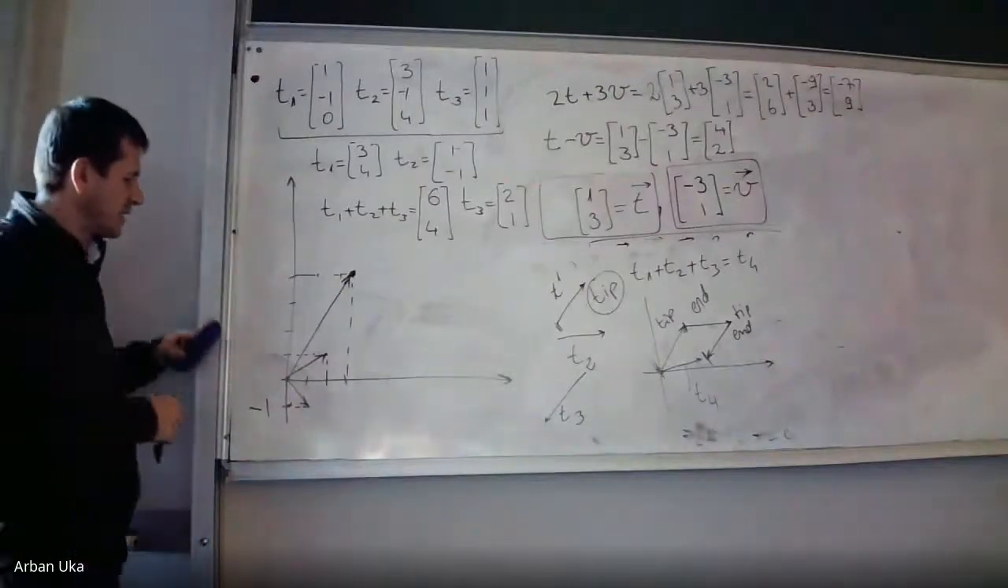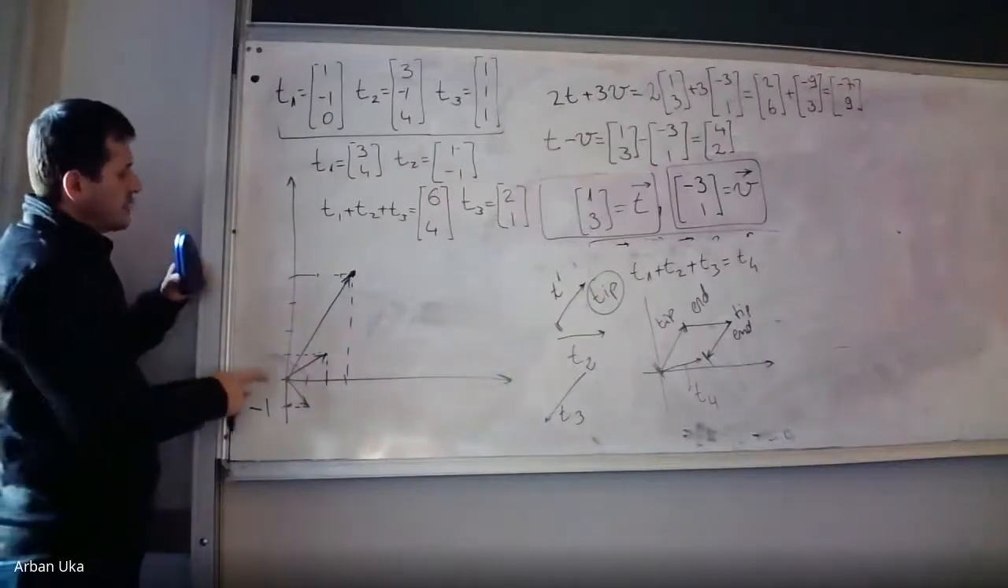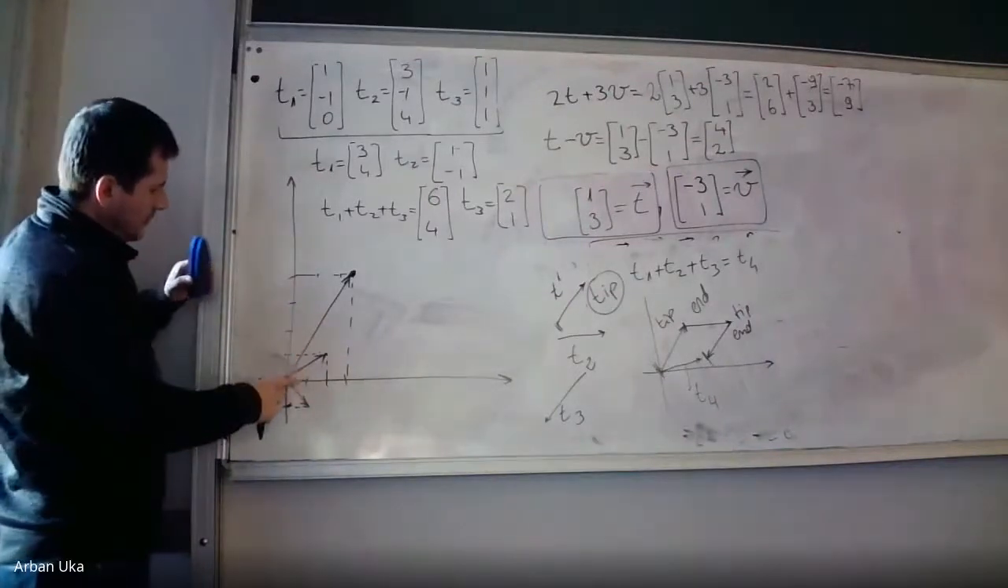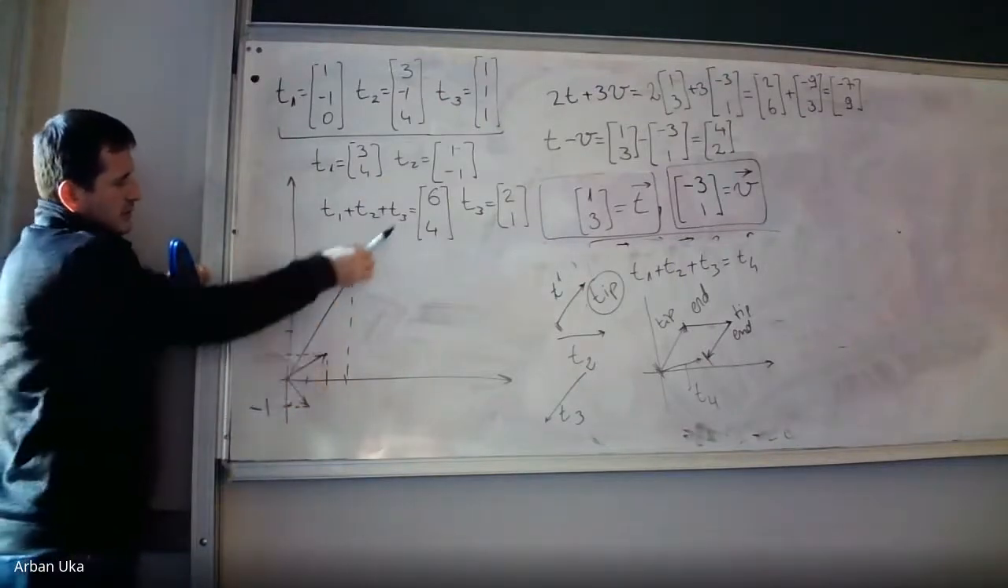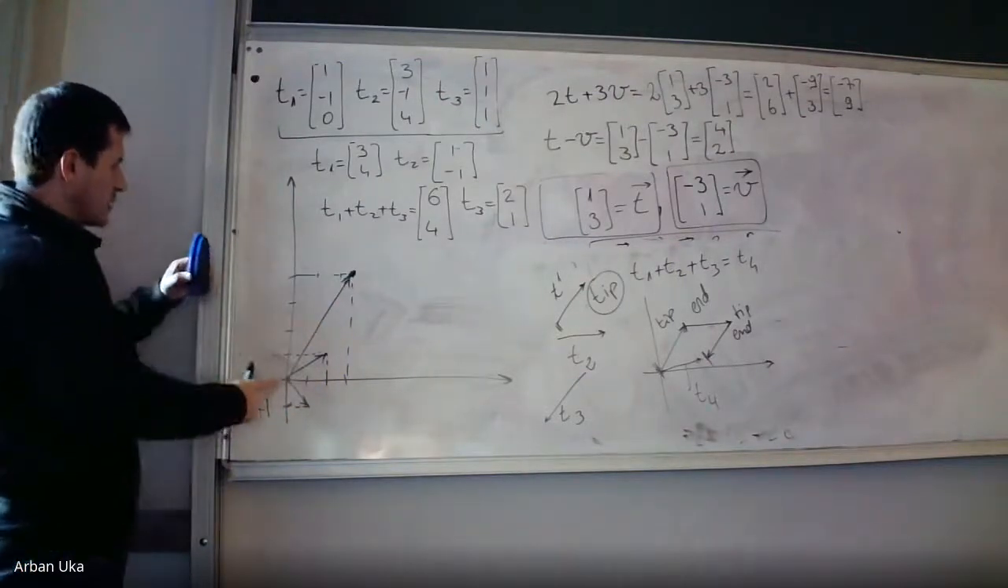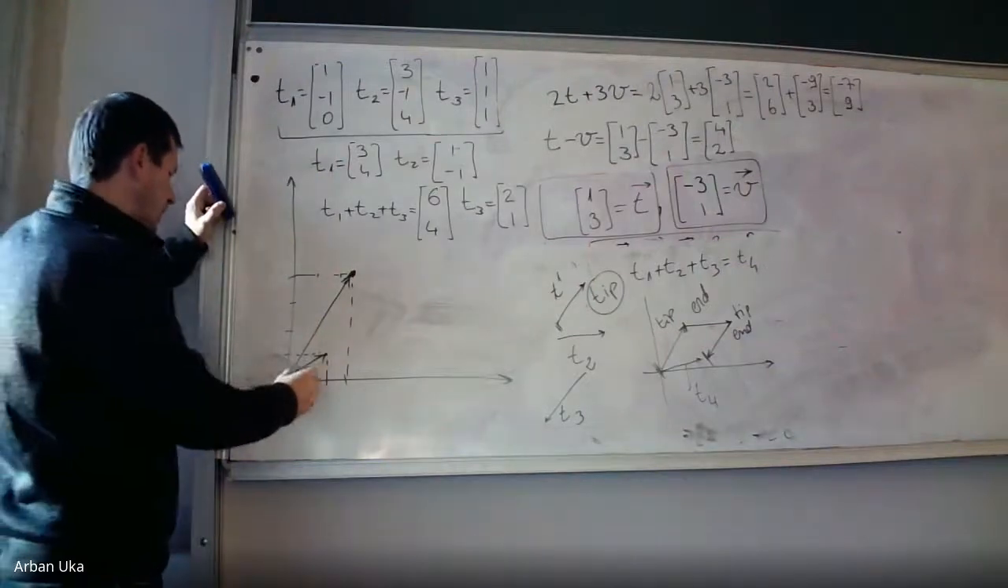Like the wagons of a train. So we get here, this is t1, t2. Let's carry this vector here, bring it here. And this one moves 2 units along the x.